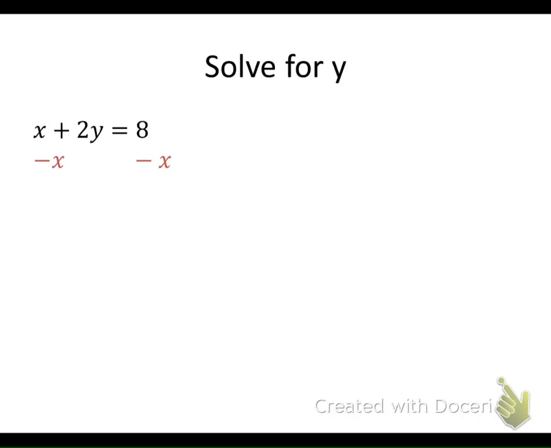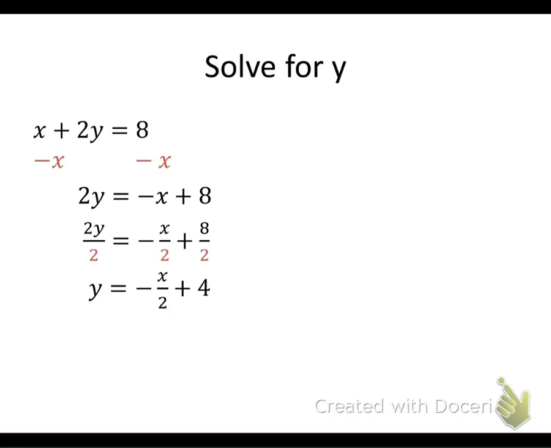Okay, so first step, minus an x from both sides. Now I've got 2y is equal to negative x plus 8. I want to get rid of that 2, so I'm multiplying 2 times y. To do the opposite, divide by 2. Now we need to divide everything by 2, every single term by 2. And I get y is equal to negative x over 2 plus 4.